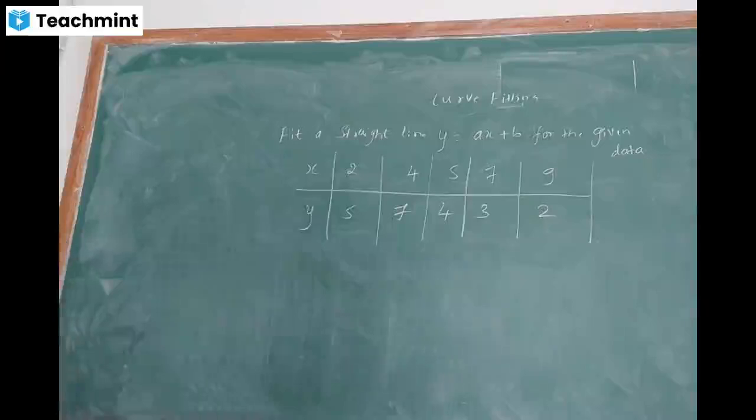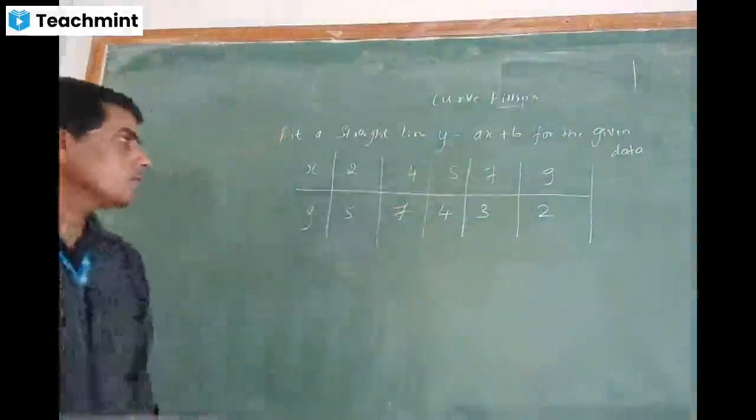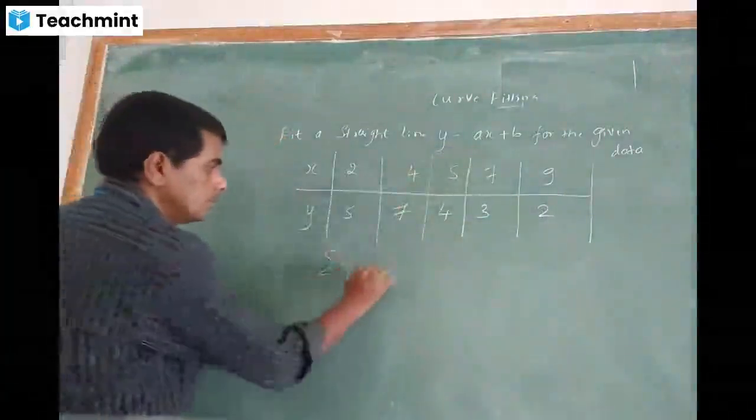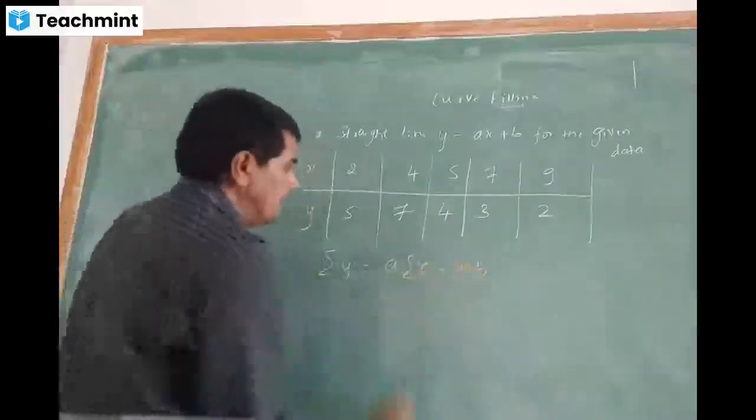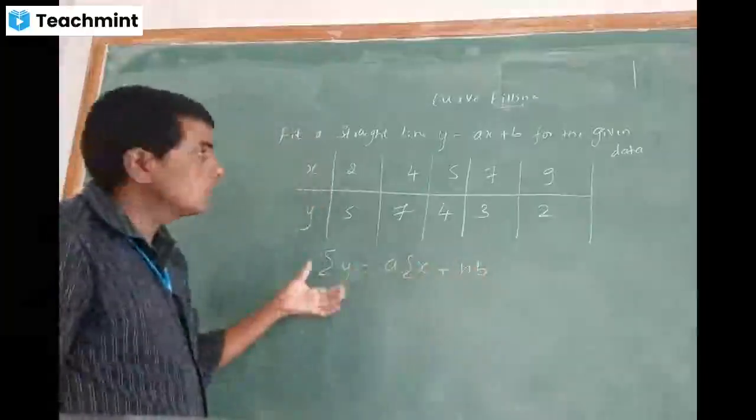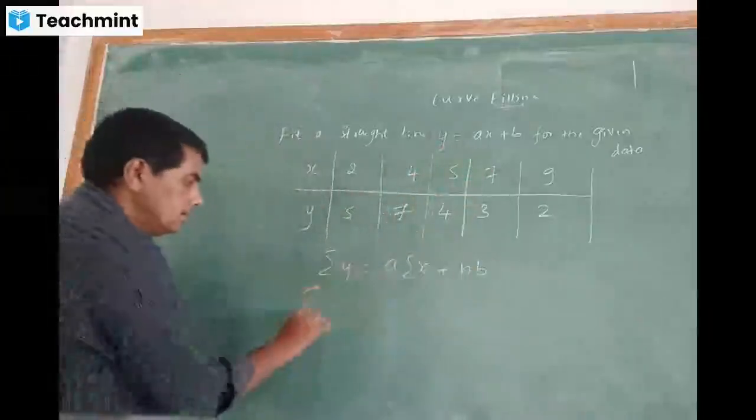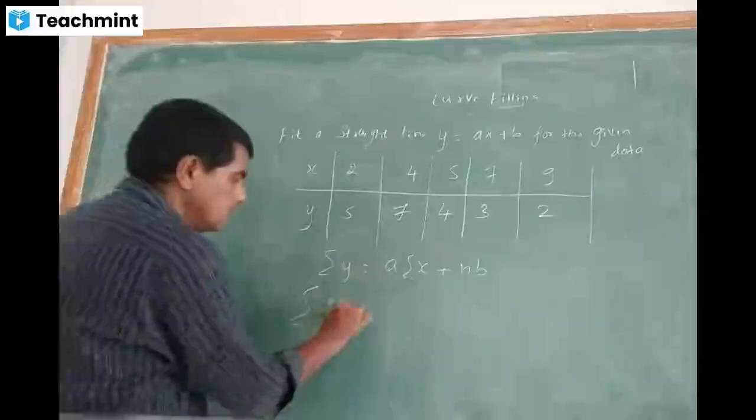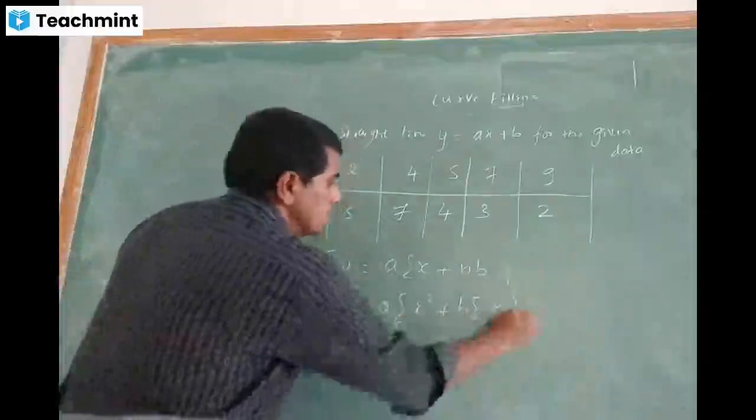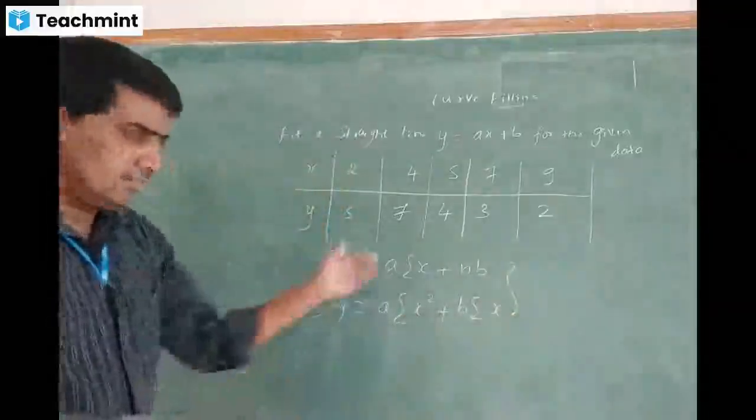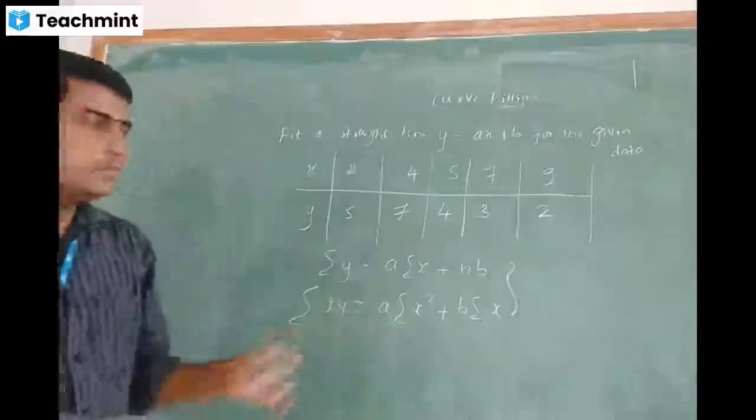First you have to write the normal equation with respect to the given curve. So y is equal to ax plus b. So the normal equation, taking summation on both sides: summation y is equal to a summation x plus summation b, which is n into b. And multiply by x on both sides: summation xy is equal to a into summation x square plus b into summation x. With respect to this, we have to change the format of the table and you can find the value.